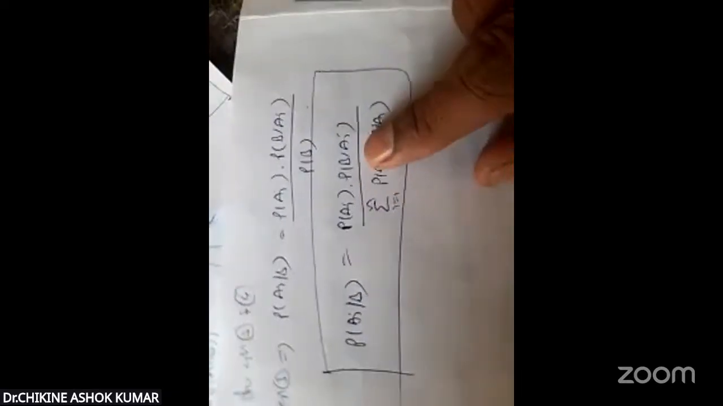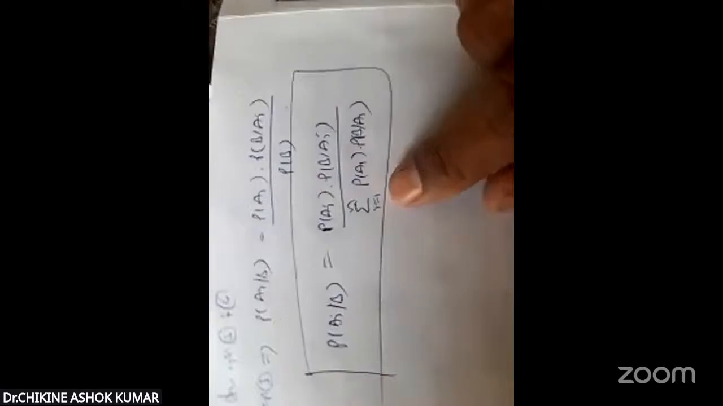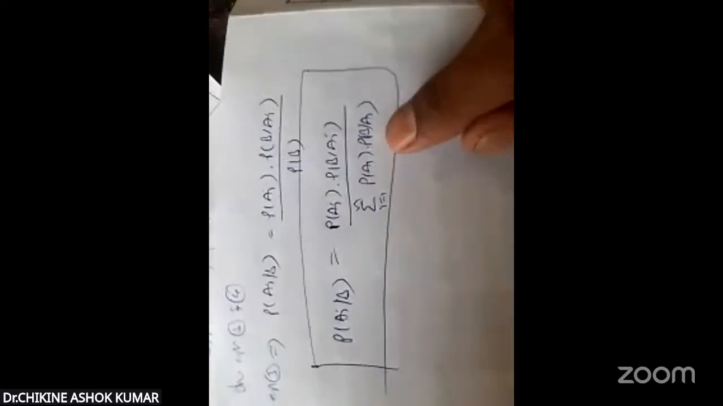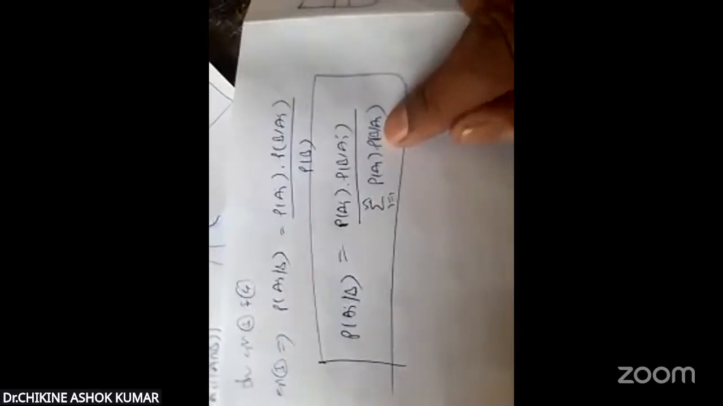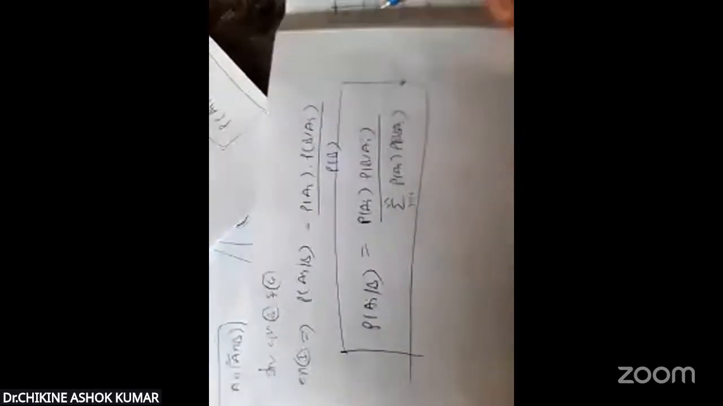Okay, you put the same result here. Probability of Ai given B equal to probability of Ai into probability of B given Ai divided by summation i equal to 1 to n, P of Ai into P of B given Ai. This is the Bayes theorem statement and proof in probability. Okay. So this is about the Bayes theorem result.